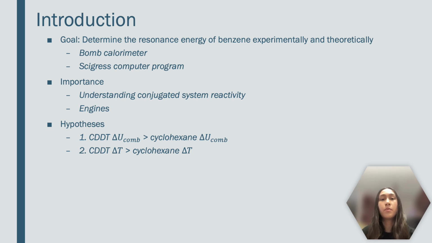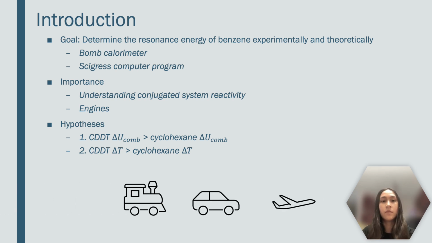This experiment is important because resonance energy is the extra stability conjugated systems have. Understanding resonance energy allows for the understanding of aromatic compound behaviors and chemical reactions. In addition, the method of bomb calorimetry to determine heat of combustion can be used in future experiments. In everyday life, heat of combustion is specifically important in the production of engines, and everyone knows how important engines are to help with transportation.